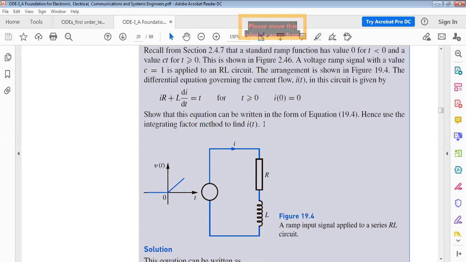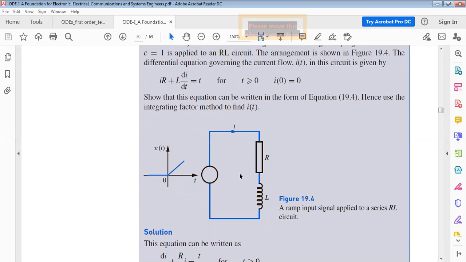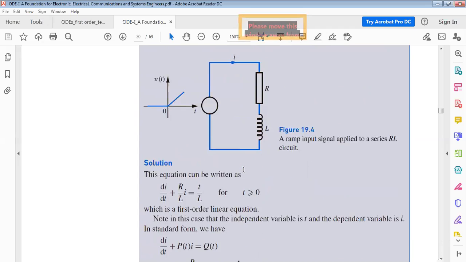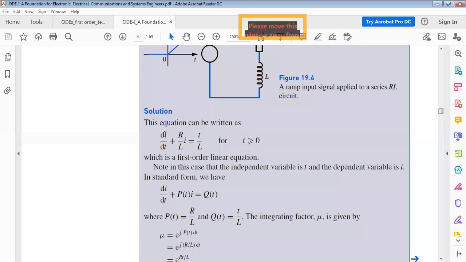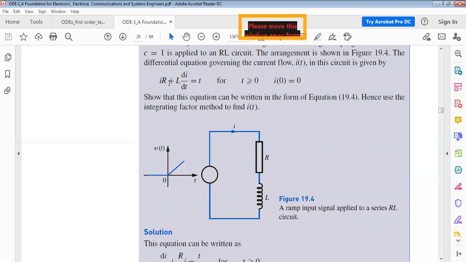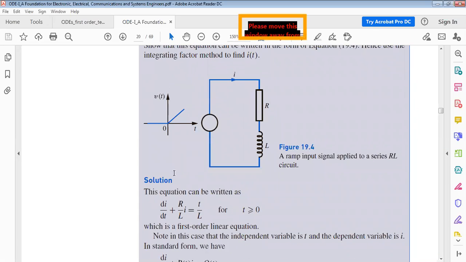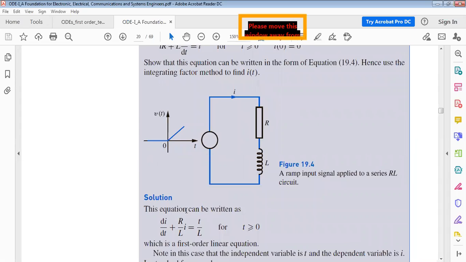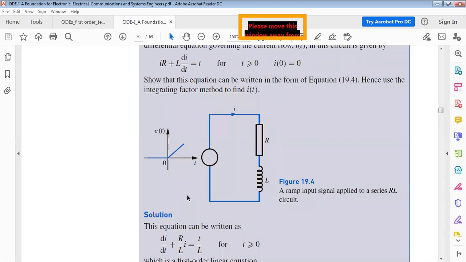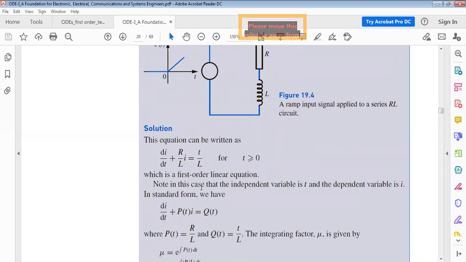Hence, use the integrating factor method to find the solution. This is an application of the linear differential equation of first order from our previous lecture. The equation can be written as L di/dt plus R I equals t. Dividing by L on both sides, we get this, which is a first-order linear differential equation.